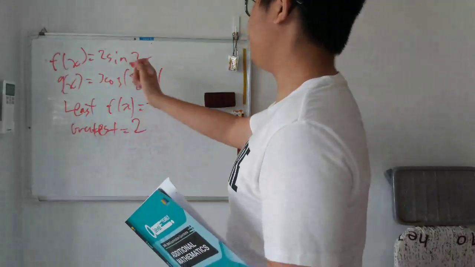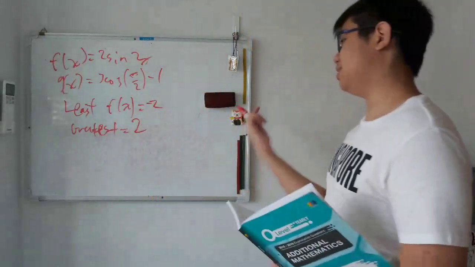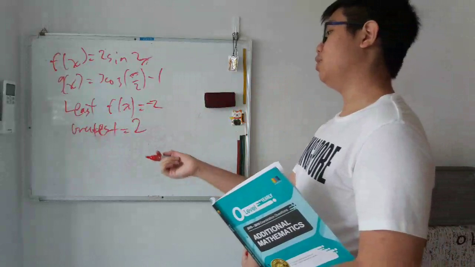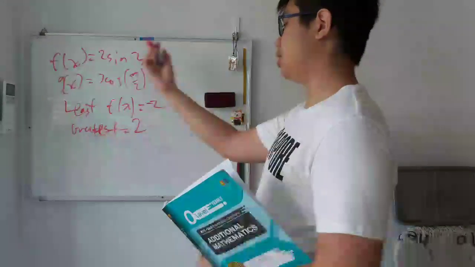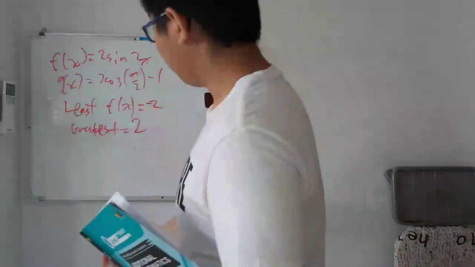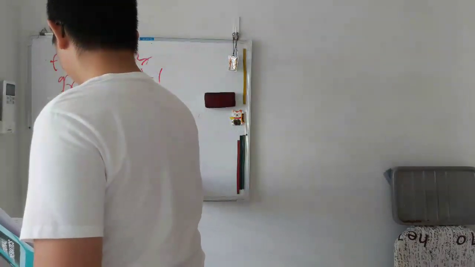This is from the fact that the sine function itself ranges from negative 1 to 1, and the lowest will therefore be 2 times negative 1, greatest will be 2 times 1. Okay, that's easy. That's part 1.